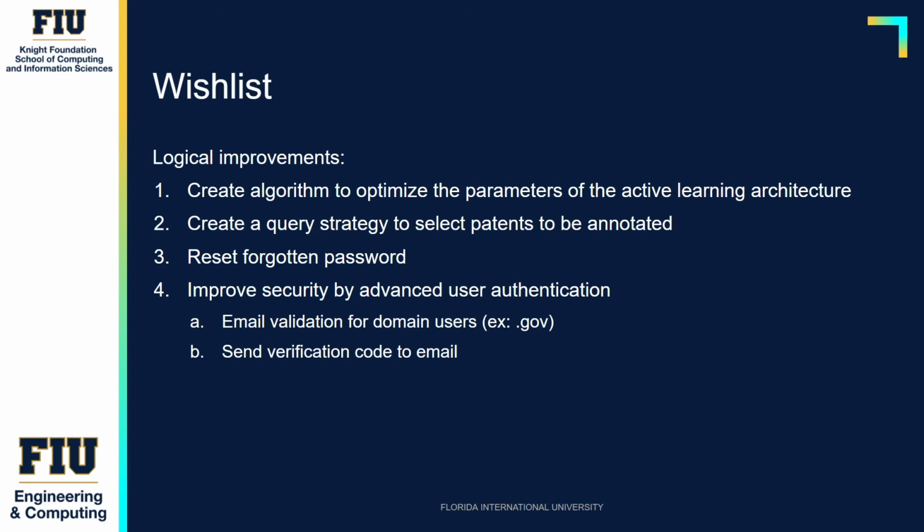The second improvement we want is to create a query strategy to select patents to be annotated. So one of the major benefits of using an active learning architecture is that we have a custom query which can select the patents that will maximize the performance and send it back to the user to annotate. So we do it random right now, but that is something we need to implement in the future.